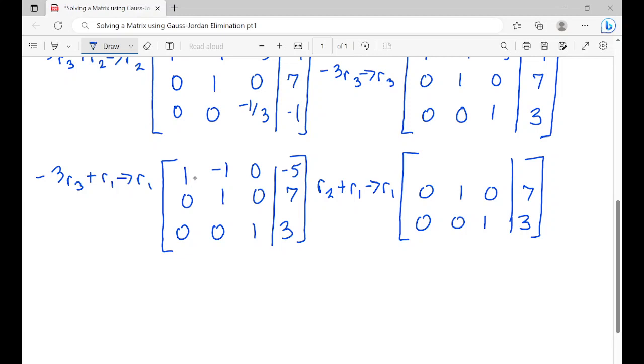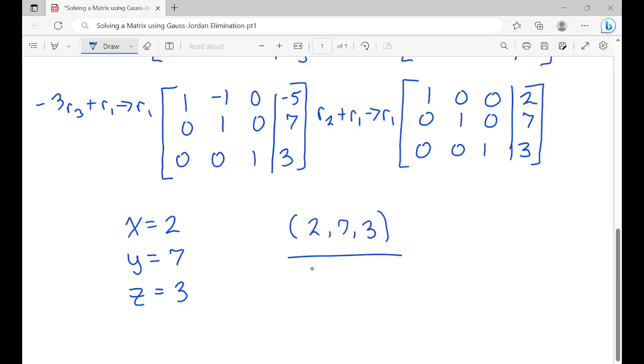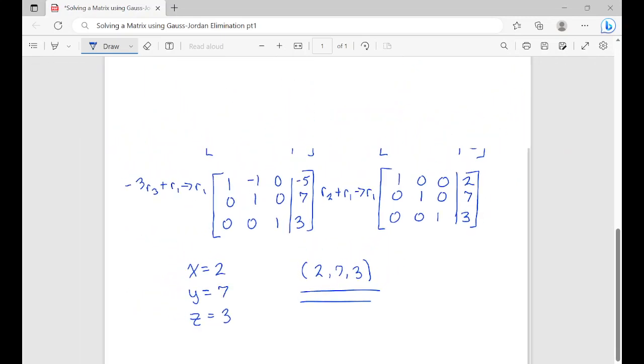And now 0 plus 1 is 1. 1 plus a -1 is 0. 0 plus 0 is 0. Then 7 plus negative 5 is 2. And there is my matrix in reduced row echelon form. So my solutions are x equals 2, y equals 7, and z equals 3. So 2, 7, and 3 are the solutions to this system of linear equations.